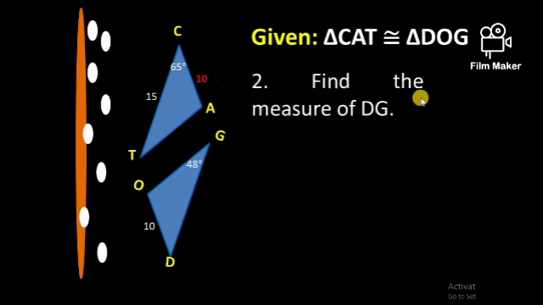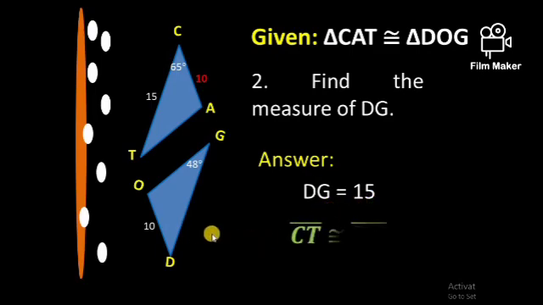Number 2, find the measure of segment DG. What is the answer? Yes, you are correct. Segment DG is equal to 15. Why? Kanina sinabi natin that segment CT is congruent to segment DG. At kung ano ang measure ni segment CT, yun din ang measure ni segment DG. Therefore, segment DG is equal to 15.